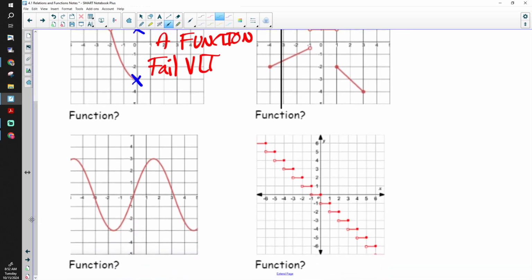Let's do 2 more, and then we're done. Okay, try this one. Squiggly, it's a sine wave. How many times does your line hit your sine wave?